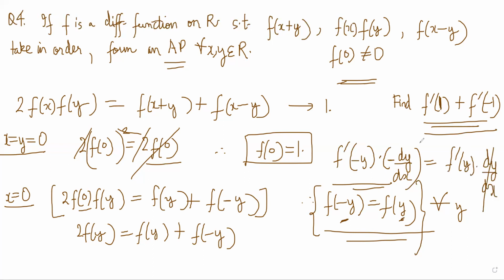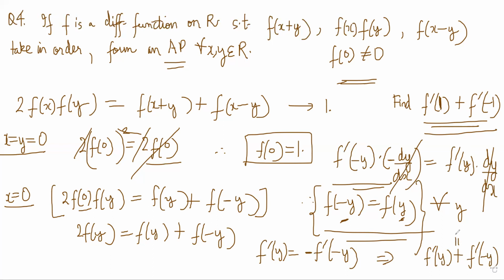And dy by dx can cancel and you get f dash y is equal to minus of f dash minus y. Therefore, that implies that f dash y plus f dash minus y is always equal to 0, right? F dash y plus f dash minus y is always equal to 0. So therefore, if you put any value of y here, you will always get the answer 0, right?